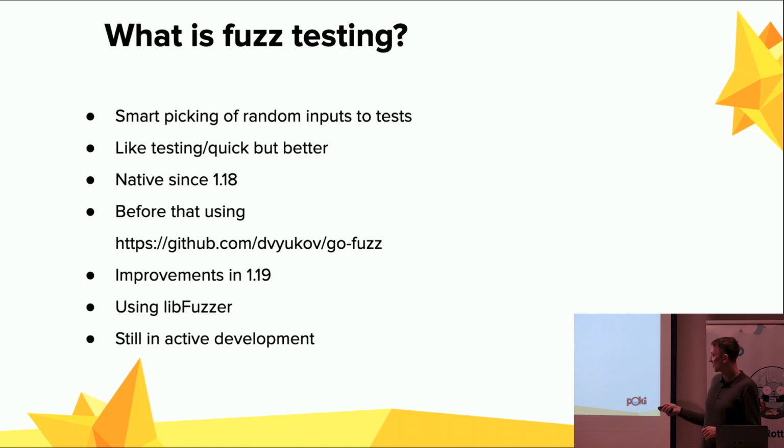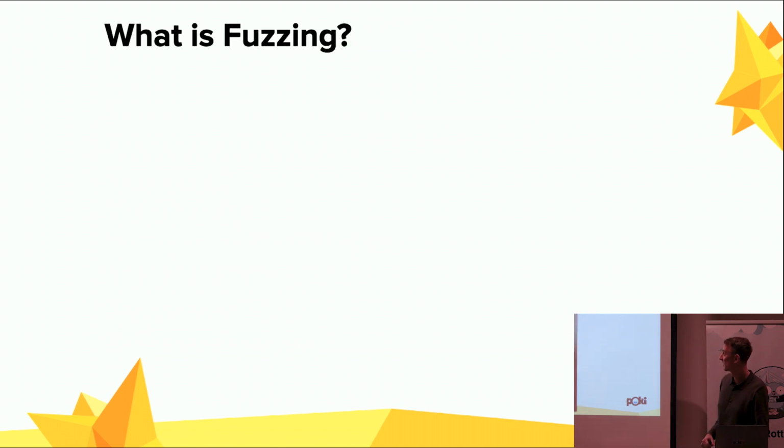Under the hood, it uses libFuzzer, which is written in C, so I'm not going to go into that this meetup, because it's C code, we don't look at that. But it's shipped with Go as a statically linked library. And libFuzzer is maintained by Google, and it's being used for a lot of other things as well. And it's still in active development, also the Go side.